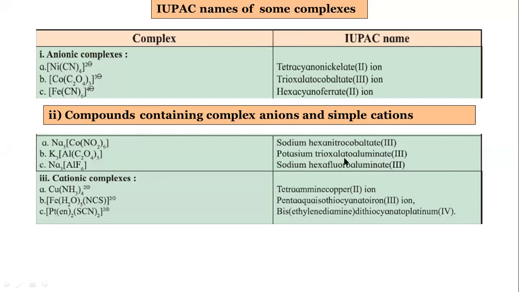And come to this oxalato. This is 3 minus. So the charge will be aluminium having 3 plus. Then in this nitro, NO2 is minus, so 6 into minus 1 will be minus 6, and this 3. So 6 minus 3, again it will be 3.